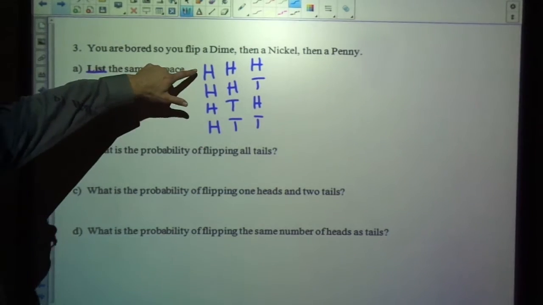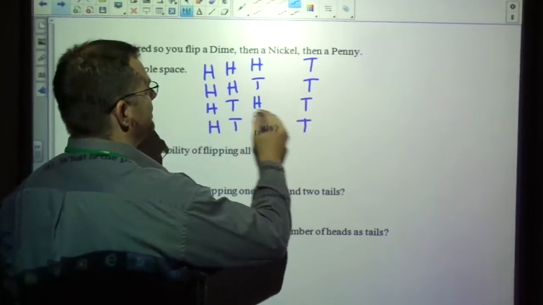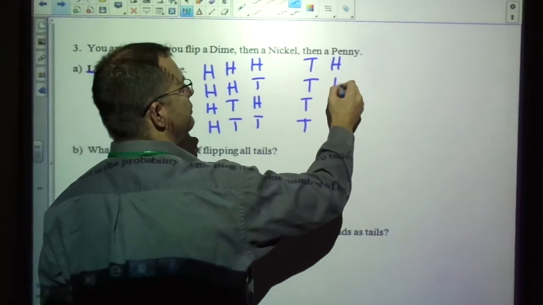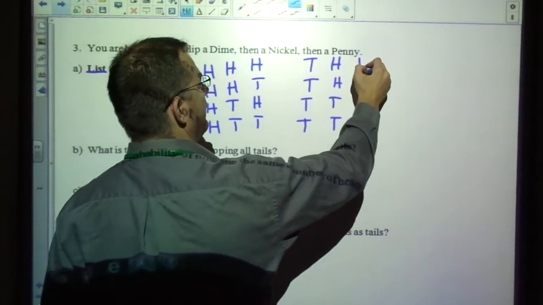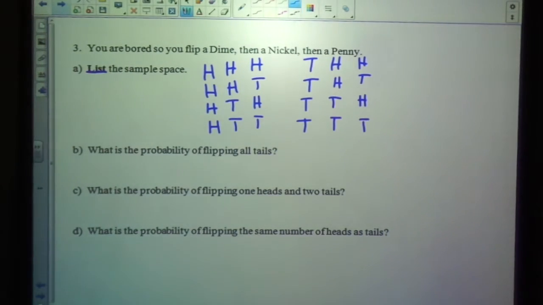Then the same 4 will be repeated if instead of the first coin being heads, the first coin was tails. I could put these same things down. So 2 with heads, 2 with tails, and then heads, tails, heads, tails. There are my 8 items in the sample space.